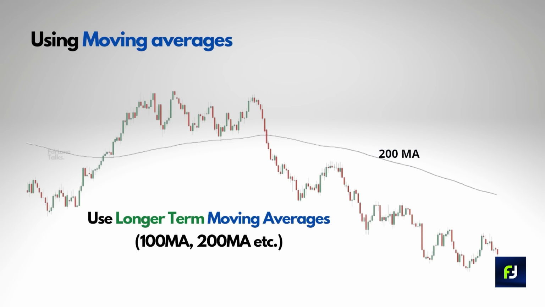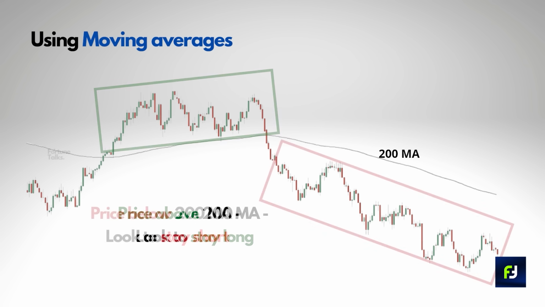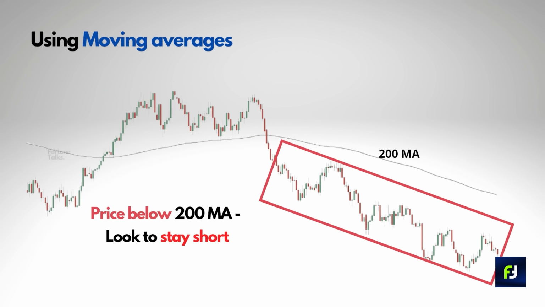In this particular technique, we will use the longer term moving averages like the 100 moving average or 200 moving average with a positional trading perspective. We know from the basics that if the price is above the 200 moving average, for example, we should try to stay long, and if the price is below the 200 moving average, try to stay short on the market.